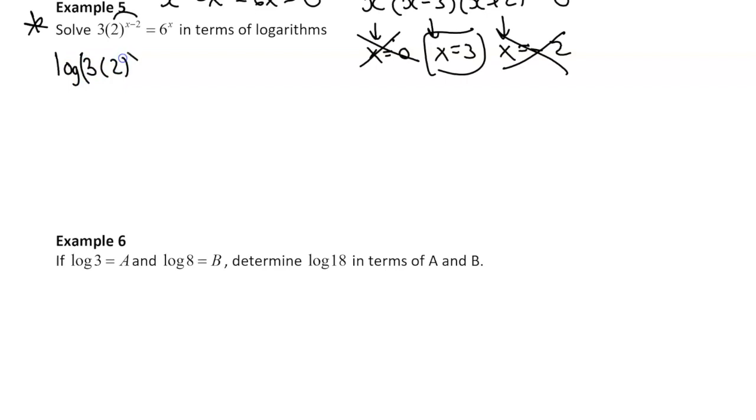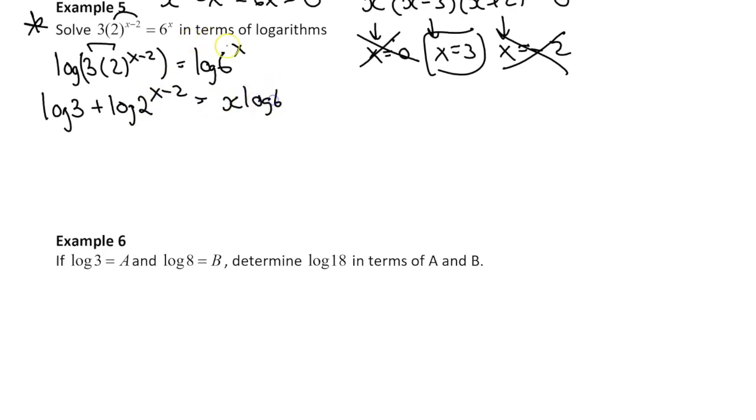of 2 to the x minus 2 equals log 6 to the x. So we've logged both sides here. On the left side, I can now expand this into 2 separate logs being added together because I have a log with multiplication happening inside. So log 3 plus log 2 to the x minus 2 equals x log 6. I'm just going to soccer kick that in front. This x minus 2 could actually kick in front here as well.